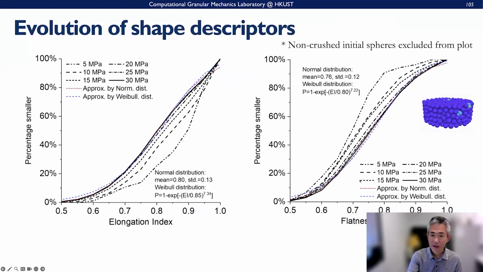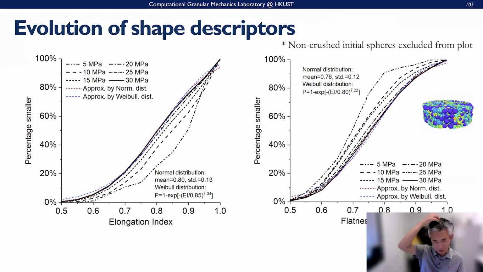And then there's the evolution of the shape descriptors here. For example, first, the elongation index. The elongation index will evolve from right to the left, across different compression levels here. Okay, by the end, it will converge to these levels, and this can be approximated either by a normal distribution or by a Weibull distribution here.